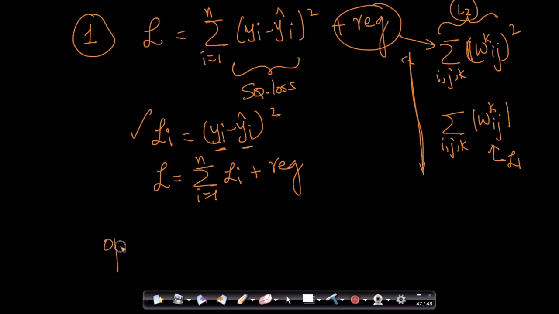How will my optimization problem look now? My optimization problem will say: minimize the squared loss, because you want to minimize the squared distance between your predicted value and your actual value. These are your actual values and these are your predicted values of y. So minimize L, where L consists of the squared loss.